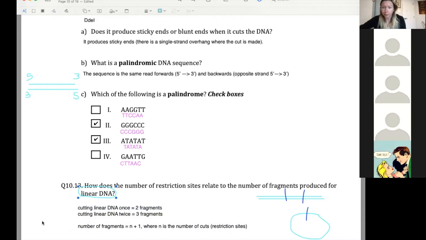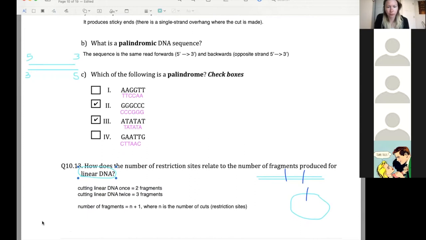Professor, I'm not understanding how they relate, based off of what you have here. If you want to calculate the number of fragments you get based on the number of restriction sites, for a circular piece of DNA, the number of fragments equals the number of cut sites or restriction sites. In linear DNA, the number of fragments equals n plus 1. So it's the number of cuts plus 1.